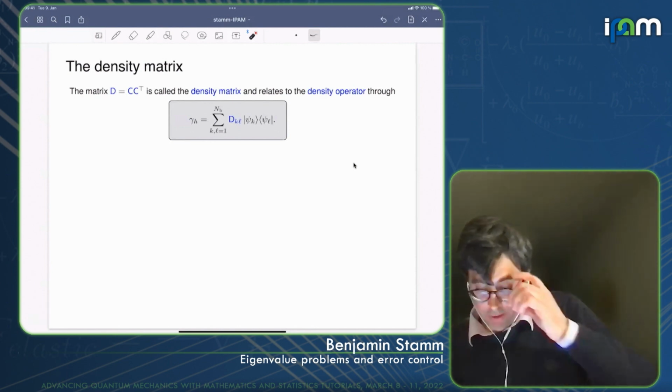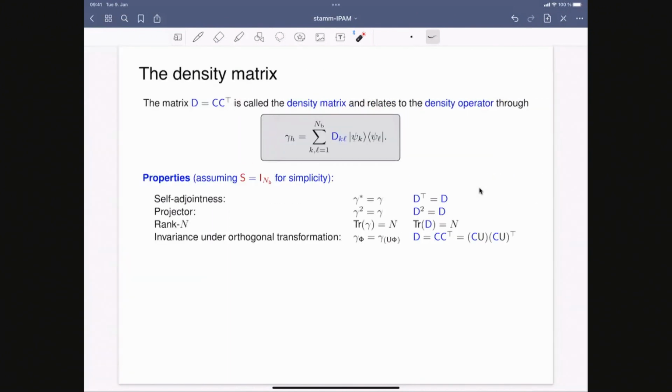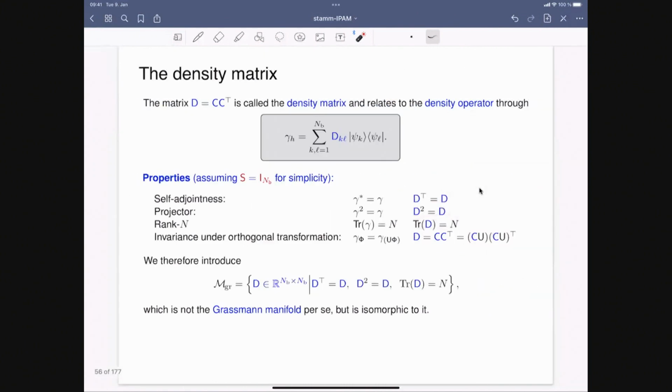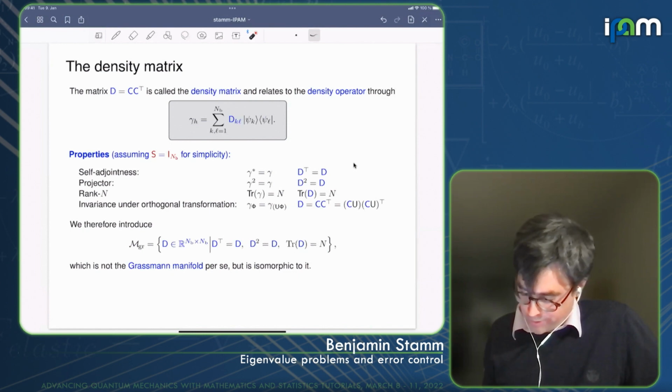Now let us come back to the density matrix. There's a direct link between the density matrix and the density operator through this relation here, and also the properties get nicely inherited. So we had the self-adjointness for the operator; let's assume here we have a fully real case, so no complex valued functions. Then we have a symmetric density matrix. It's a projection matrix, it has rank N, and it is invariant under an orthogonal transformation with a matrix U. You can also introduce the Grassmann manifold. It's not exactly in terms of algebra the Grassmann manifold, but it's isomorphic to it.